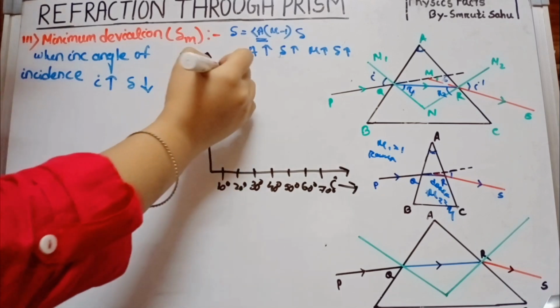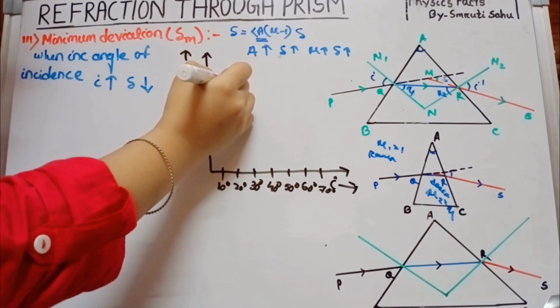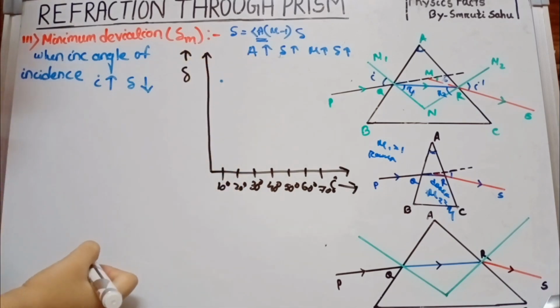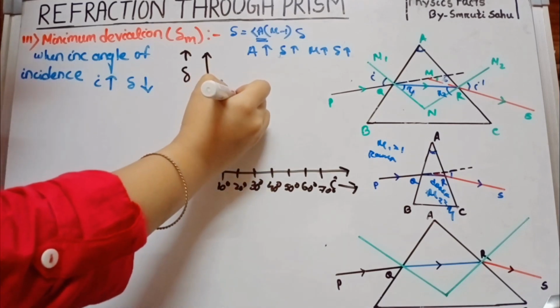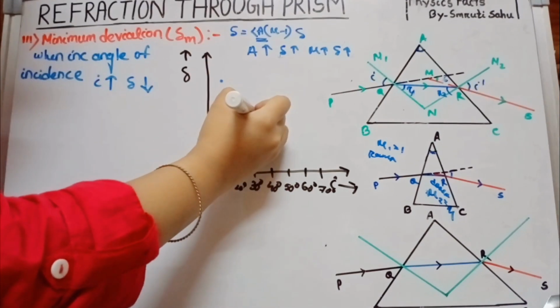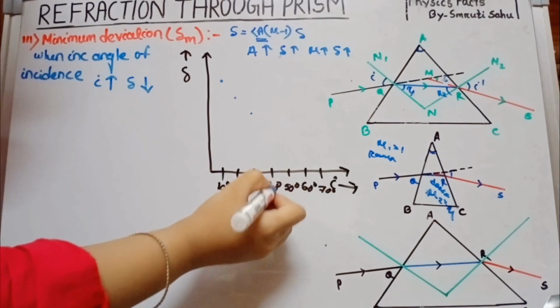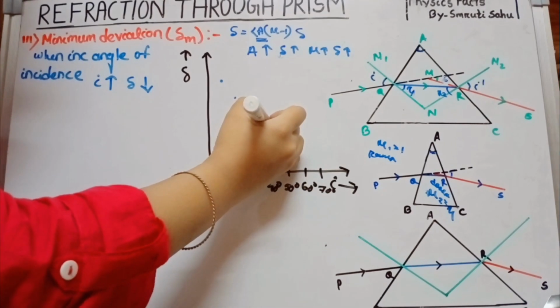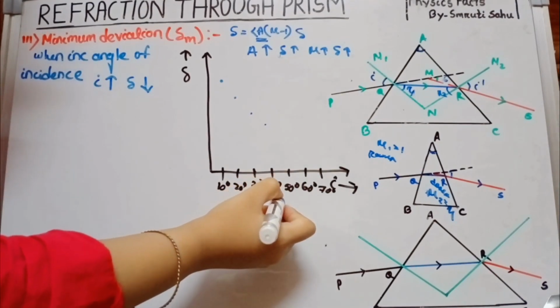For 10 degree, take this one as the angle of deviation. For 20 degree, this value is decreased. For 30 degree, this value further decreases. For 40 degree, this value further decreases.